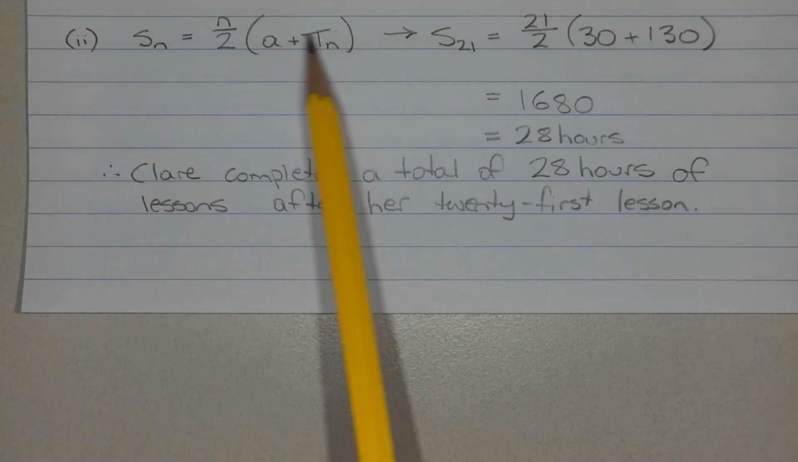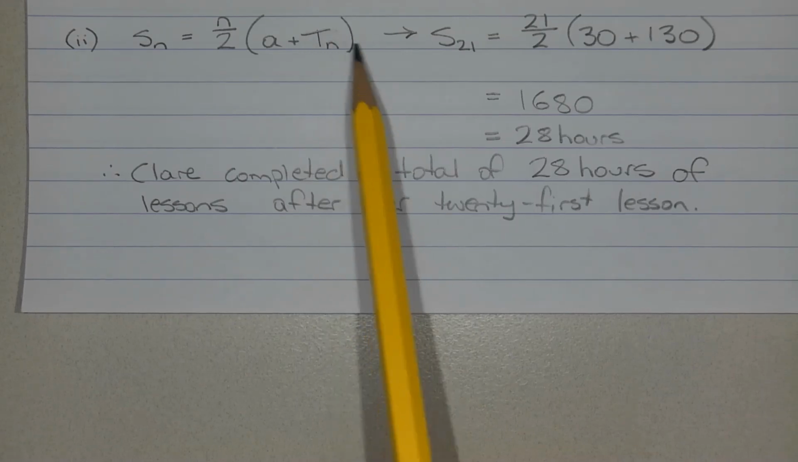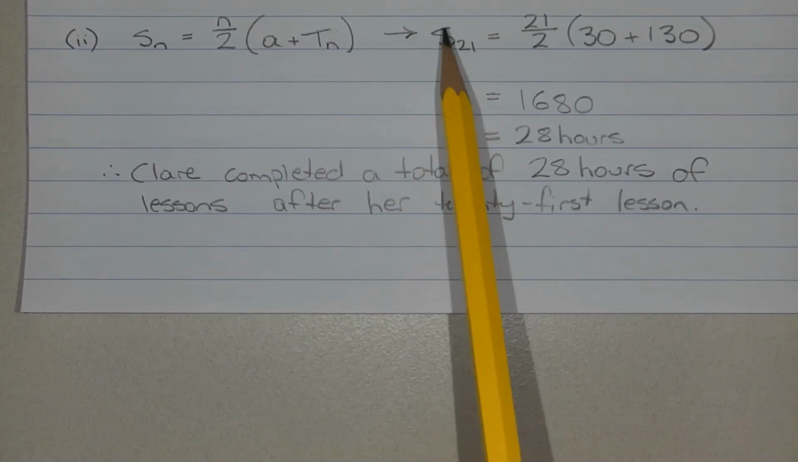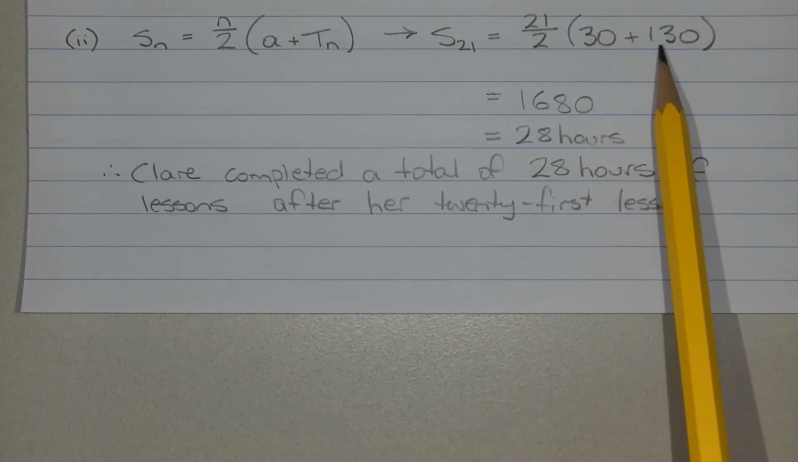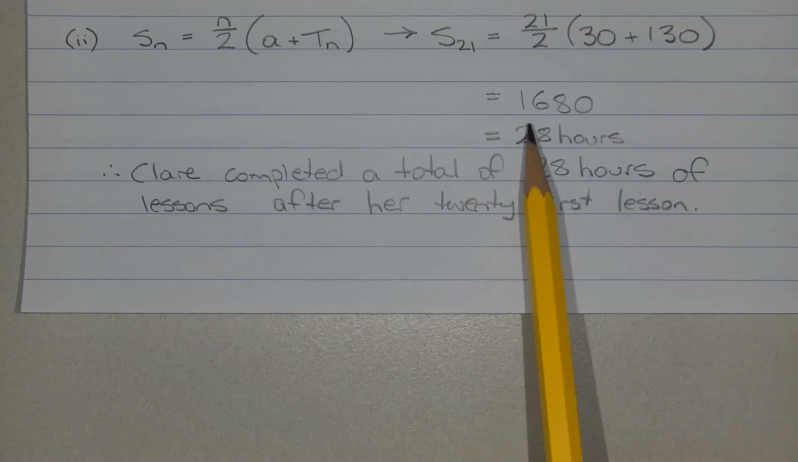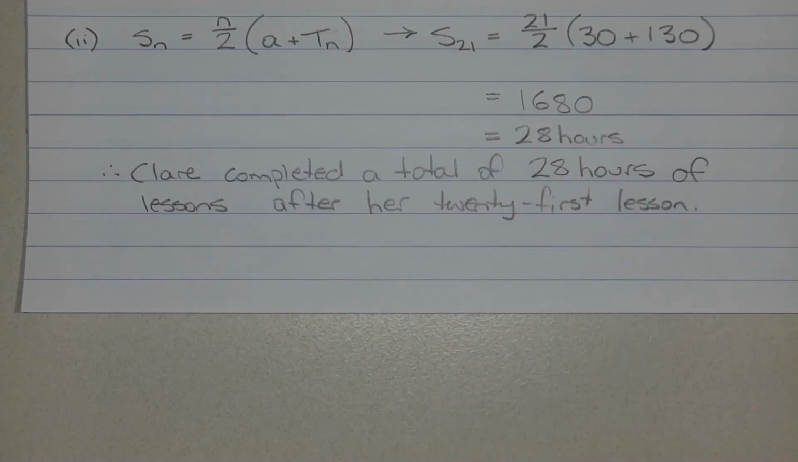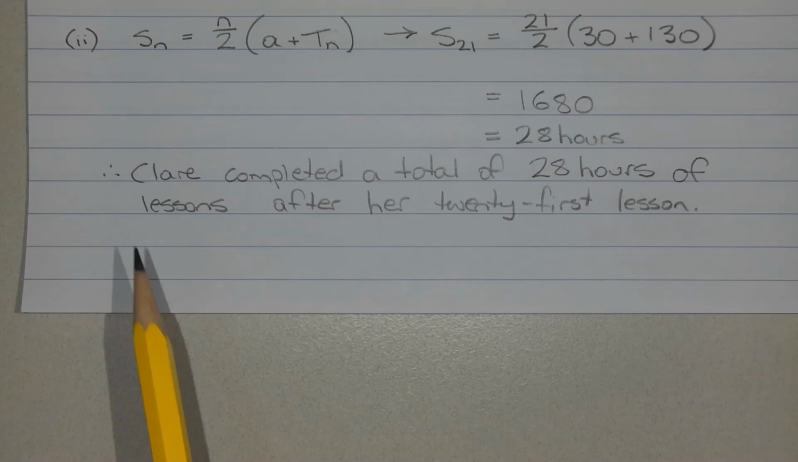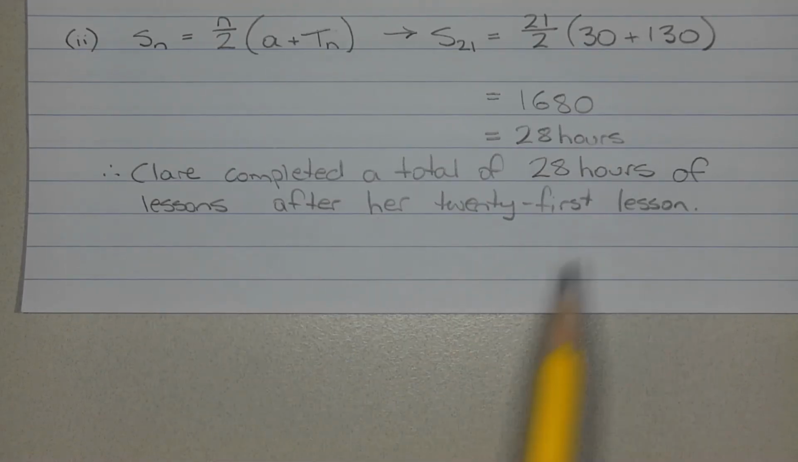we can use this formula here. Sn equals n over 2 times (a plus Tn). So S21, the sum of the first 21 terms, is equal to 21 over 2 times (30 plus 130), which evaluates to 1,680. Now this is a value in minutes, but we need to convert that into hours because that's what the question is asking for. Dividing by 60, we get 28 hours. Therefore, Claire completed a total of 28 hours of lessons after her 21st lesson.